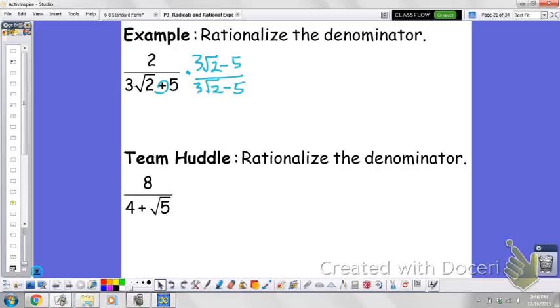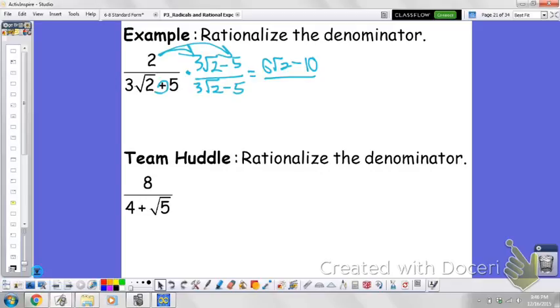And okay, again, we're allowed to do this because I have 3 root 2 minus 5 over 3 root 2 minus 5, which is just 1. So I'm not really changing anything. So my numerator, I have 2 times 3 root 2, which is 6 root 2, minus 5, 2 times 5, which is 10, over the product of my denominator.